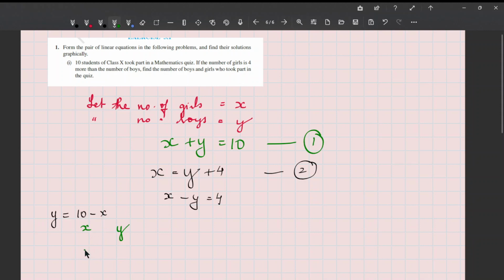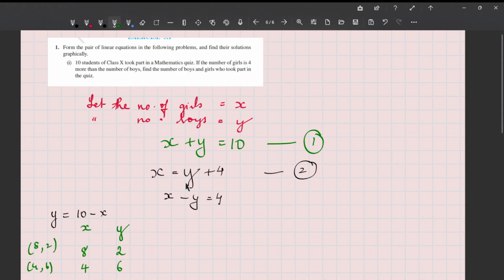Let x be equal to 8. Let us assume that there are 8 girls in the quiz. So how many boys would be there if there are 8 girls? There would be 10 minus 8, 2 boys. So one coordinate we have found: 8, 2. And now let's say that there are 4 girls in the quiz. So how many boys? 10 minus 4, 6. So our next coordinate is 4, 6. See, assuming values of x is only our convenience. 0 and 10, 10 and 0 can of course be very well taken. Just for variety, I have taken 8 and 2, 4 and 6.